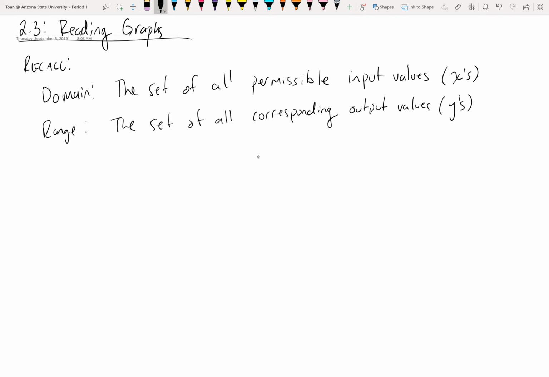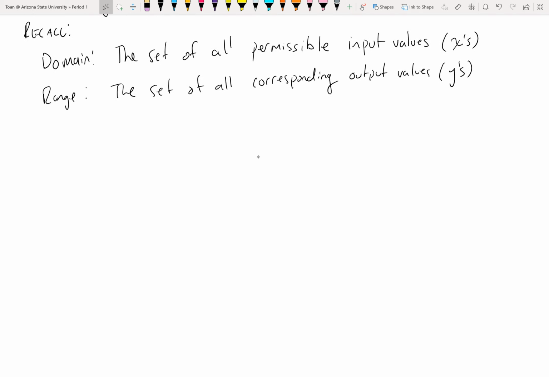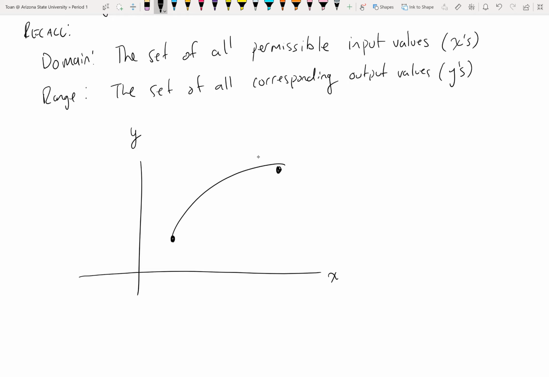So I'm just going to draw a generic graph. It's not a specific equation. It's just a random function here. So without loss of generality, let's put it in the first quadrant. This is my x-axis, of course. This is my y-axis, of course. And here is my function, right? There's my lovely function. So pretty.